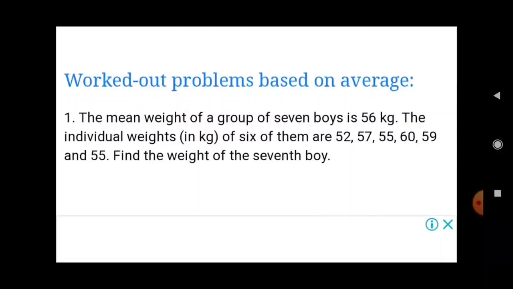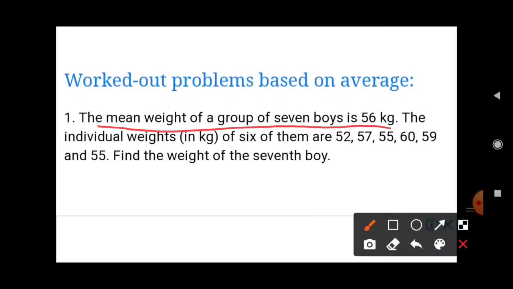Here it is given that the mean weight of a group of 7 boys is 56 kg, and the individual weights in kgs of 6 of them are given here. So 1, 2, 3, 4, 5, 6, 6 values are given. So find the weight of the 7th boy. We are asked to find the weight of the 7th boy.